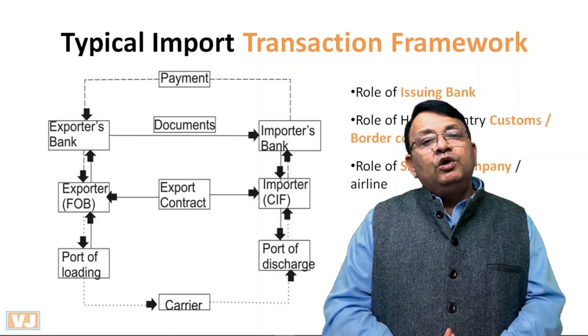So, these documents you will be using to get possession of the shipment goods. As you can see here in this typical import transaction framework, you can see the flow of the goods from the port of loading to the port of discharge via the ship. The carrier will take the goods at the port of loading and will deliver the goods at the port of discharge. And the flow of the documents you can see here from the supplier to the supplier's bank and then to the issuing bank, your local bank, and your local bank will give these documents to you, and these documents will be further given to the carrier or the local government, that is the customs department and the border control department, to get the goods cleared.